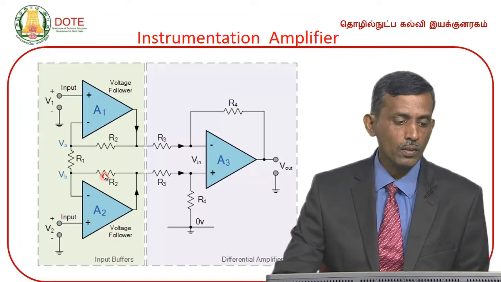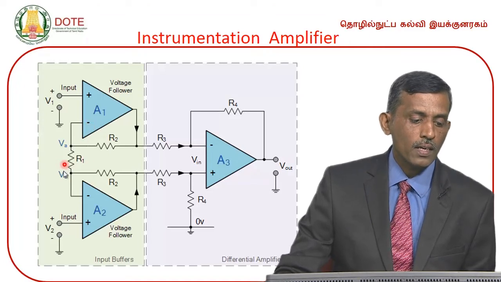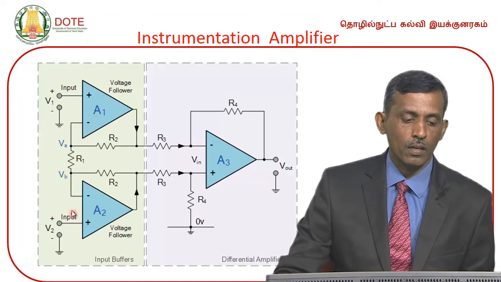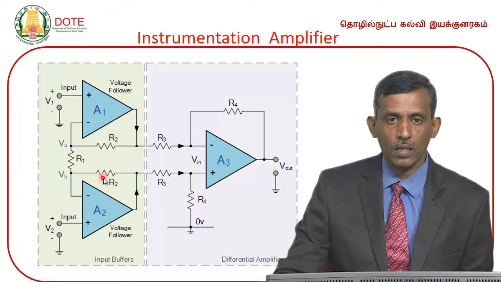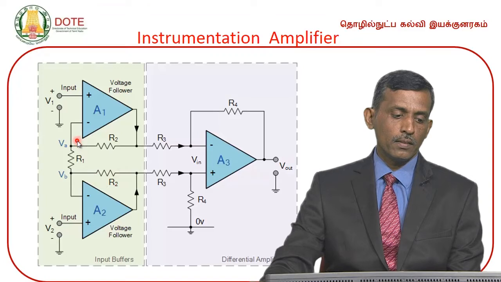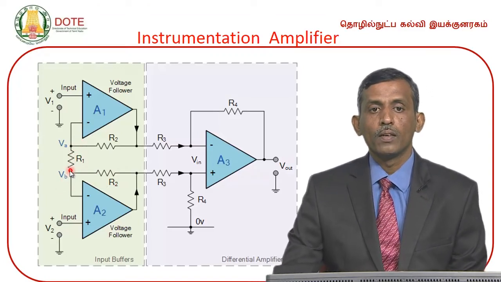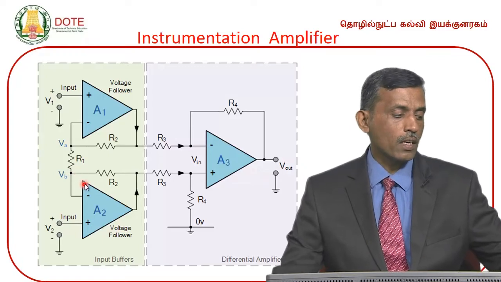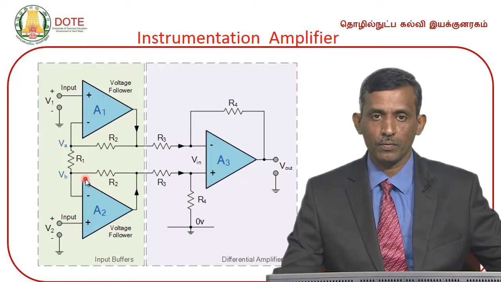How? See here in this circuit, if you observe, R1 is the resistance common to both the circuits. In this device the feedback resistance is R2, and in the other device the feedback resistance is also the same value R2. R1 is connected in common to both the circuits. Now, let us analyze the circuit in detail by writing the expression, and we can understand the concept.